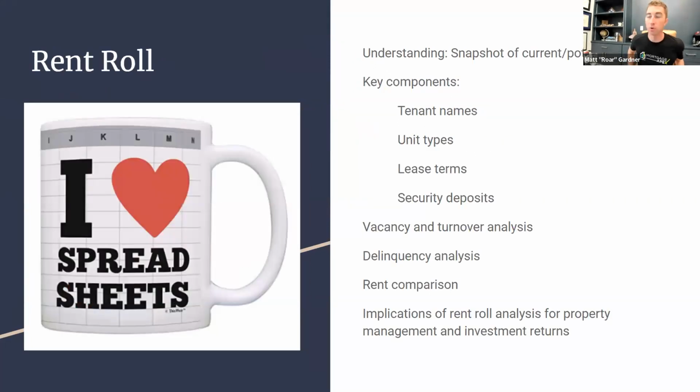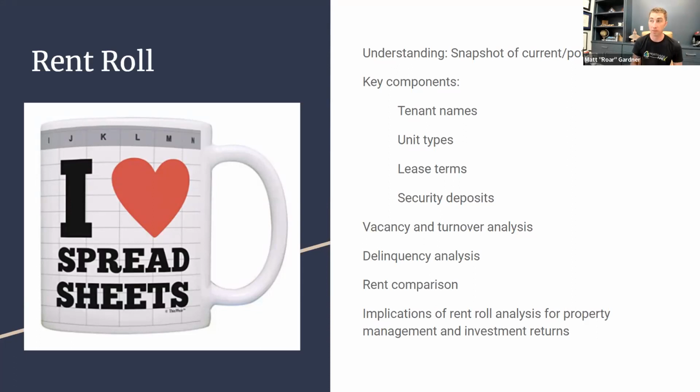All right, rent roll. If you love spreadsheets, you're going to love rent rolls even more than T12s, because especially for a 224 unit, it's just lines of just throw up, basically. All right, so what is a rent roll? Realize what it is. It's a snapshot in time of the units.